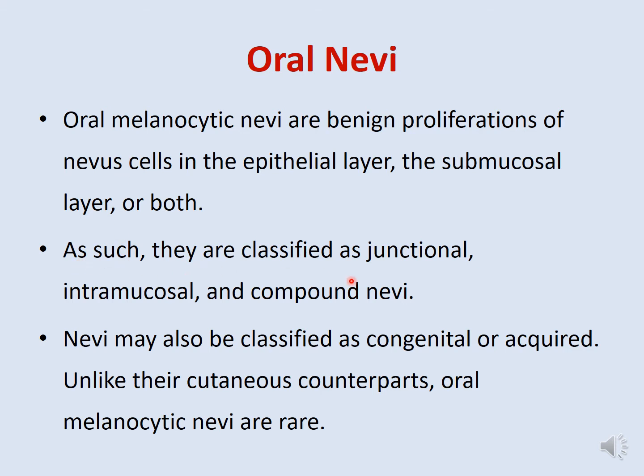Now, these are classified as either junctional, intramucosal, or compound nevi. Nevi may also be classified as congenital or acquired. Unlike their cutaneous counterparts, oral nevi are rare. I'm sure on the skin you know that nevi are commonly called moles, which are basically a collection of nevus cells that give rise to black or brownish pigmentation on your skin, and many a time they are even identified as distinguishing marks or identification marks that you document in certain applications and forms.